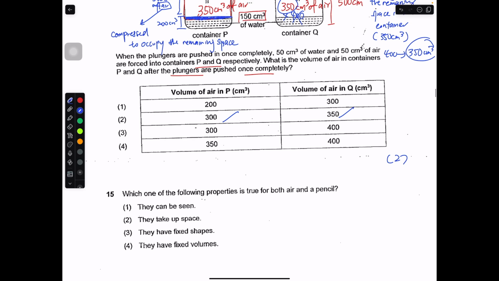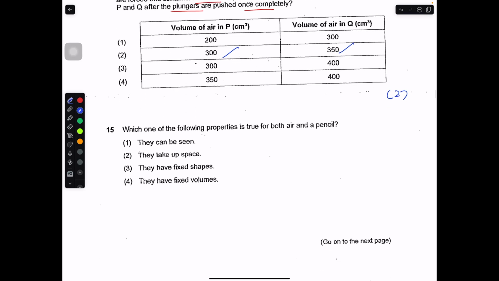Okay. So which of the following properties is true for air and pencil? Hey, they can be seen. No, you cannot see air because air is a gas. Okay, air exists as a gas in a state of matter and cannot be seen. Okay, they take up space. Yes, both of them will take up space. Even though the air cannot be seen, it still takes up space. Okay, answer is 2.